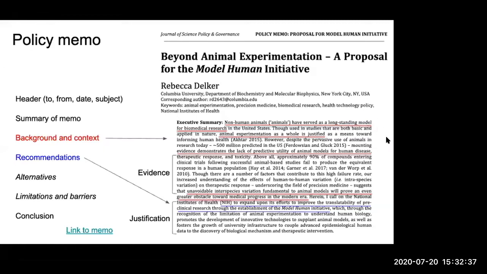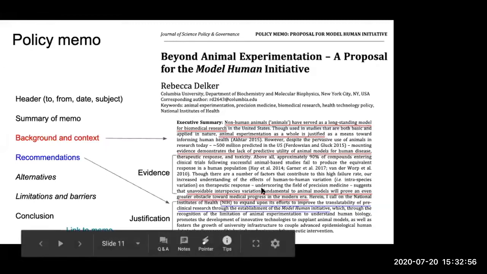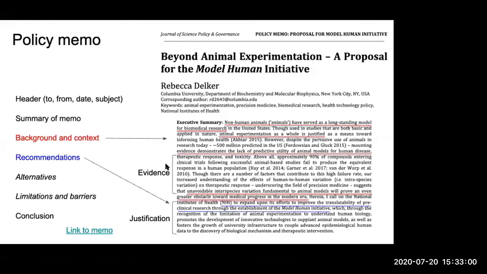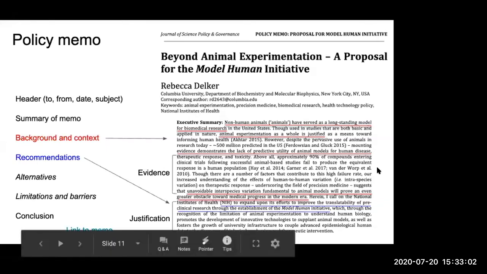However, there's also evidence that these models may not be necessarily useful. There's a lack of predictive utility of animal models for human disease. So it brings up the background and the context that's framing the argument that they're making, and the evidence they're going to use. This is the meaty part of how you back up the argument with data. I won't read that, you can read that.